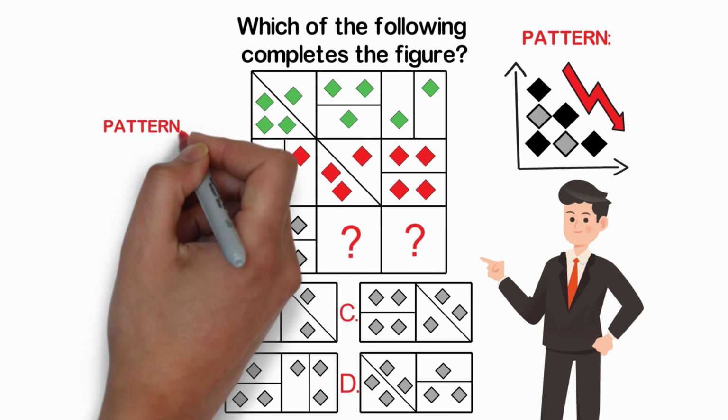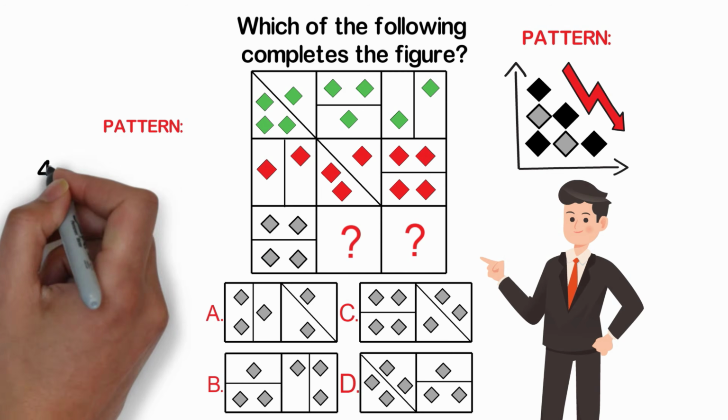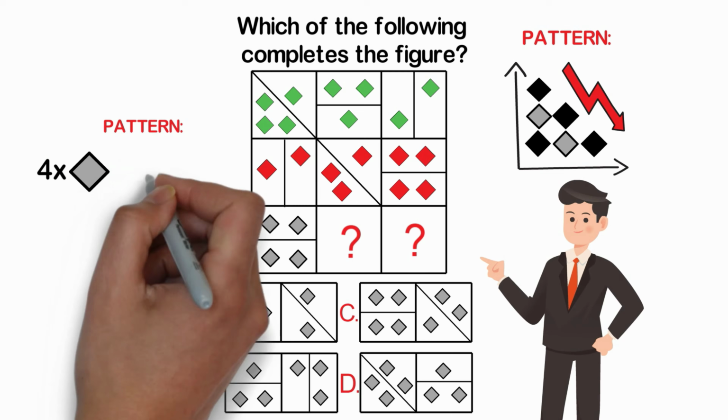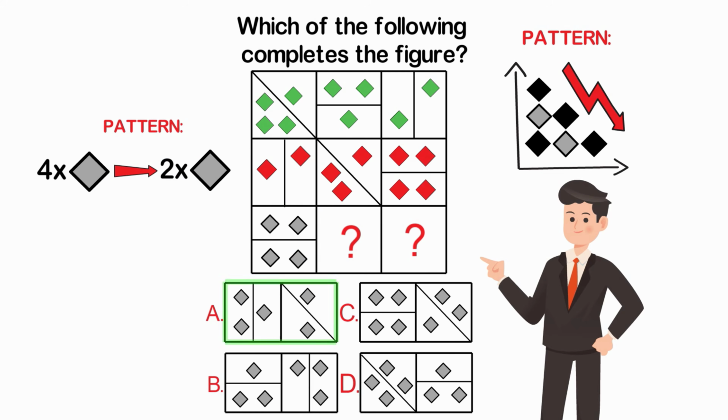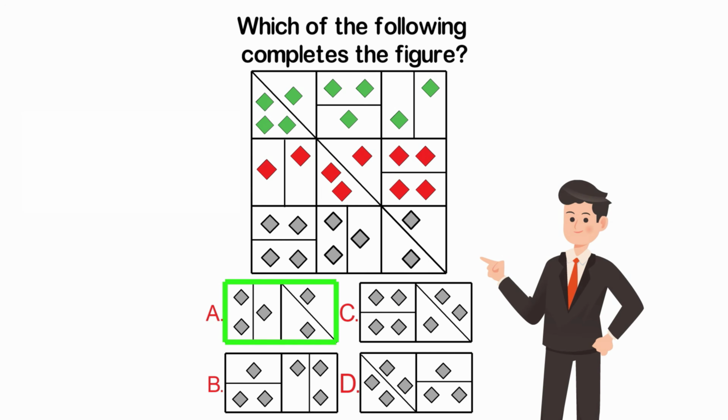So in the bottom row, we need to follow the same pattern. The pattern will be the number of diamonds decreasing from 4 to 2 among the gray diamonds. So the correct answer here is choice A. Hopefully you've nailed this question and now know how to answer similar problems on the test.